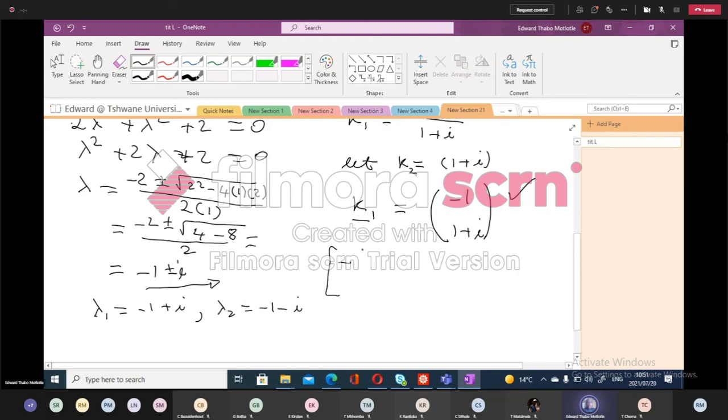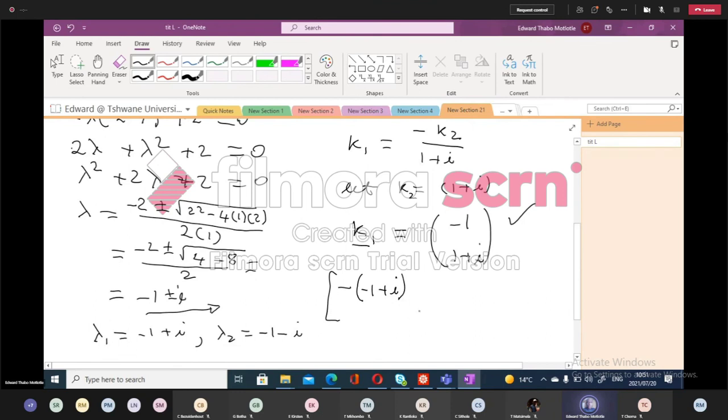Okay, now we are going to substitute minus 1 plus i. Okay, minus 2 minus 1 minus i. And what are the other terms that we have? They're minus 2 and minus 1. Minus 2 and 1. And then we have K1, K2 equals to a 0 vector. Okay.